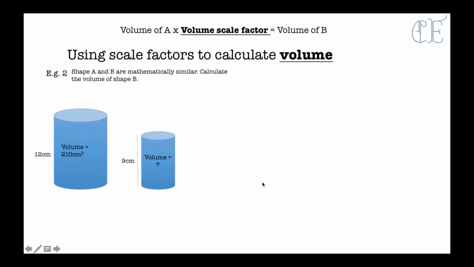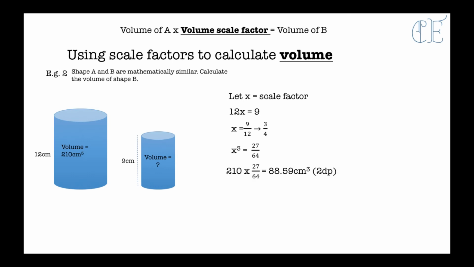Now, the beauty of this is, when you know the volume of one cylinder, we can find the volume of another one without having to use pi or anything like that. So let's find the scale factor for this one. We know that 12x equals 9, which means x must equal 9 over 12, which we can cancel down to 3 over 4. 3 over 4 cubed is 27 over 64. 210 times 27 over 64 is 88.59 centimetres cubed to 2 decimal places.